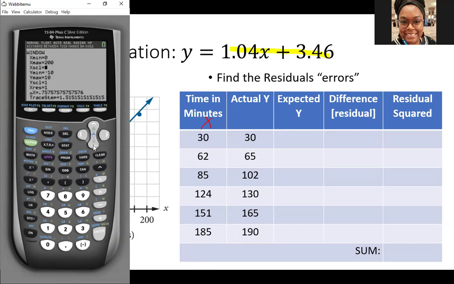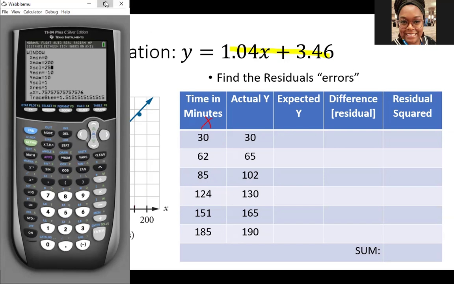Your X scale right here is just how many tick marks do you want to see? I don't want to see 200 tick marks. So I'm going to set mine to what they're counting by on the photo. And on the photo, we're counting by 25. So I'm going to put it at 25, not 125, just 25.